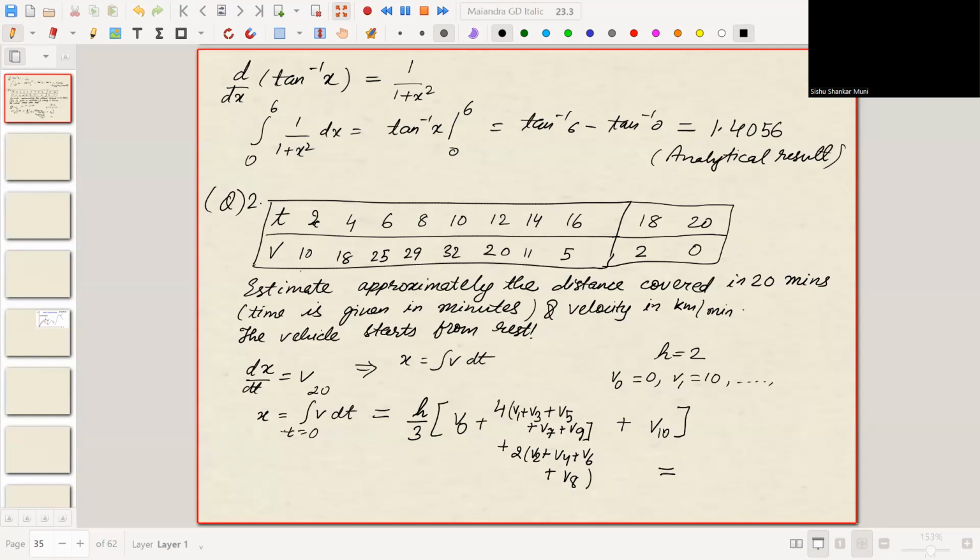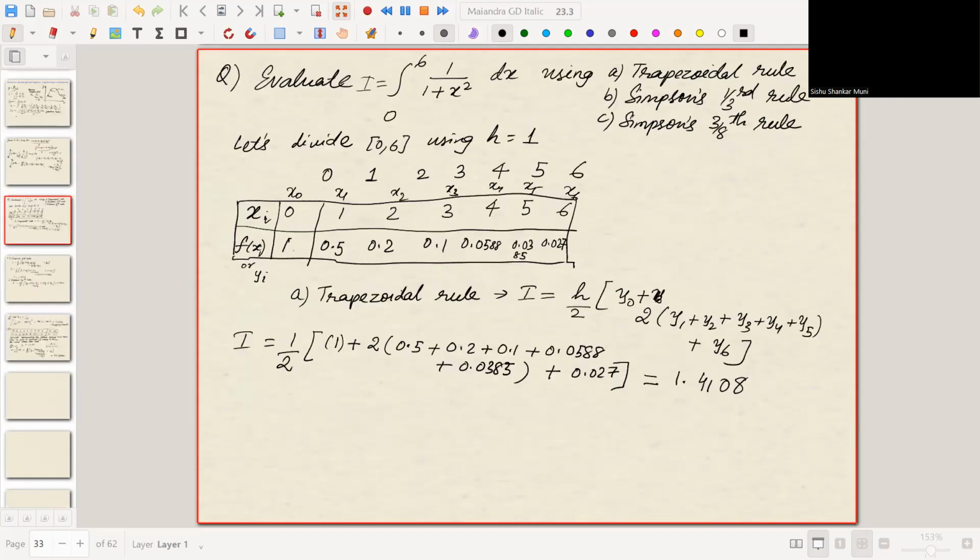So I have written the Simpson's 1/3 rule here. You can see it is h by 3 times v0 plus v10, which I have left undisturbed, because these are the first and last points. Then I have done 4 times the odd parts, that is v1 plus v3 plus v5 plus v7 plus v9, and 2 times the even parts, v2 and so on. So what's the value you are getting?